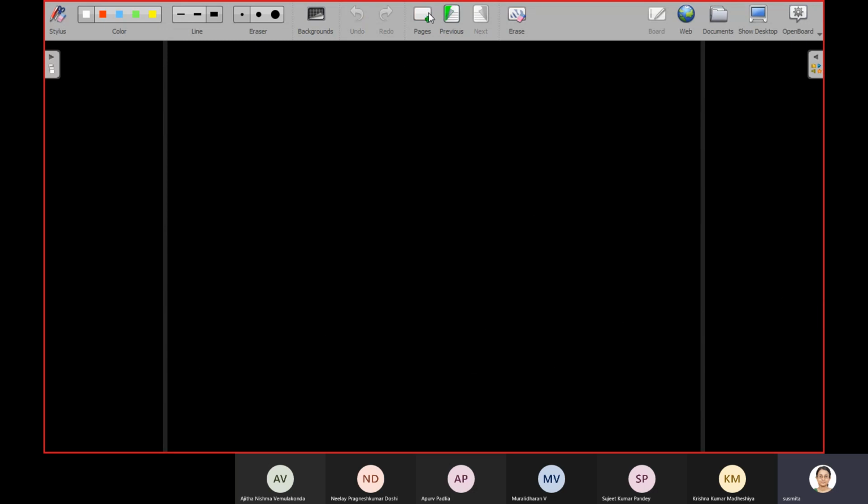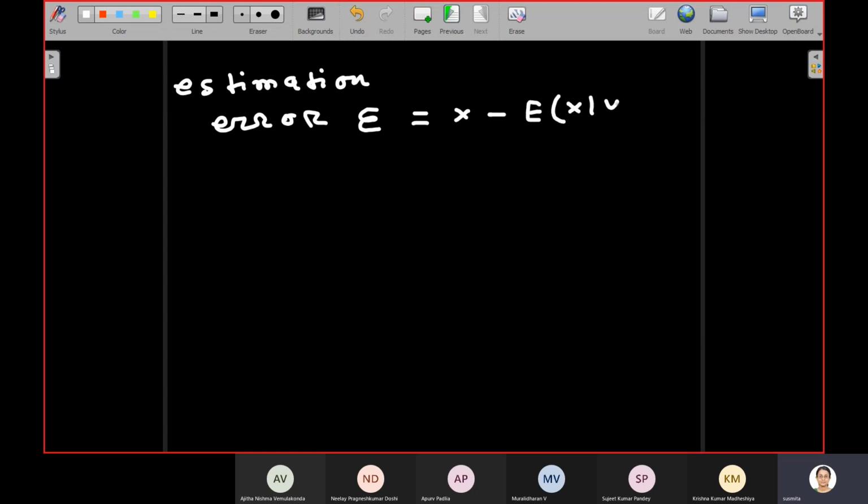Now, when we are estimating something, we are interested in the estimation error. The estimation error, denoted as epsilon, can be written as x minus the expectation of x given y. Now, x is a random variable. This one is a function of y, and y is also a random variable. For a given y, this is the estimate we get. But we can get many y's, right? Many possible y's can be obtained. So this is the estimation error.